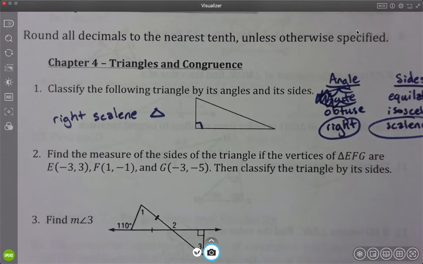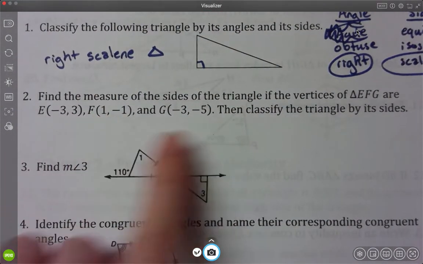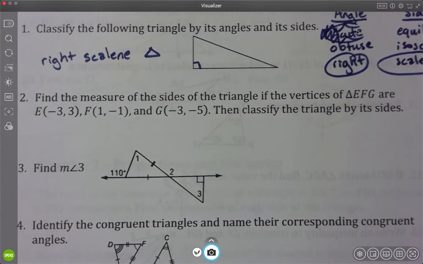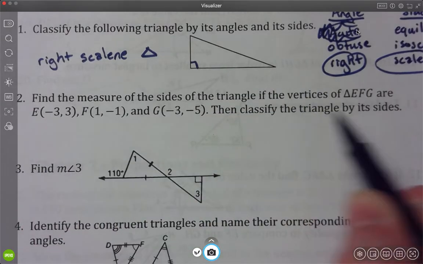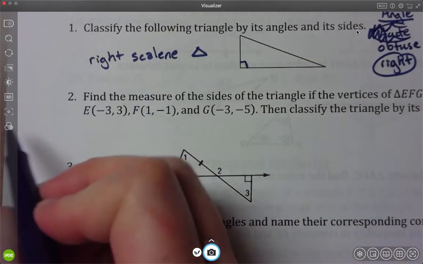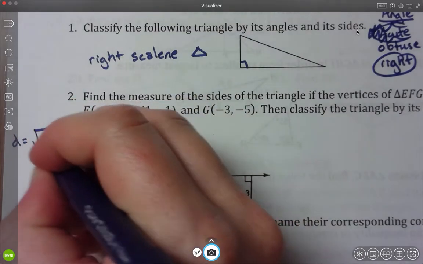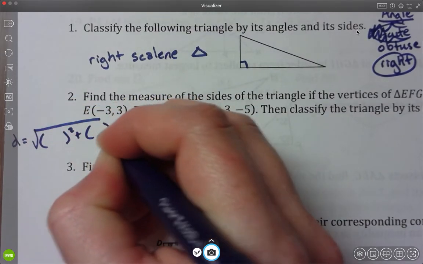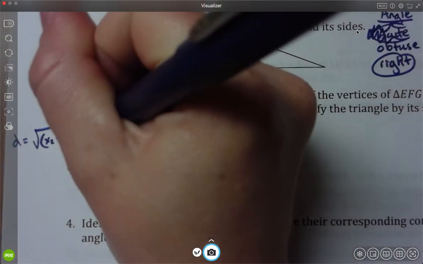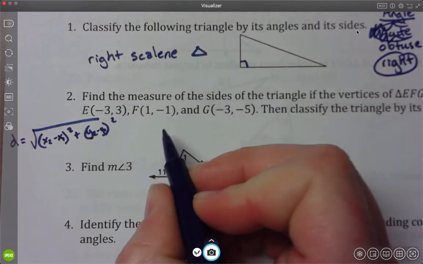All right, now number 2 is going to be kind of branching off of that, except they're giving us vertices. They're saying find the measures of the sides of the triangle and classify the triangle by its sides. So I want to figure out, according to this EFG, what the length of each side is, and to do that I have to use the distance formula. So here's my distance formula. You guys can probably maybe have this memorized at this point. X2 minus x1 squared, and then y2 minus y1 squared. Okay, so we're going to find each of the 3 sides.